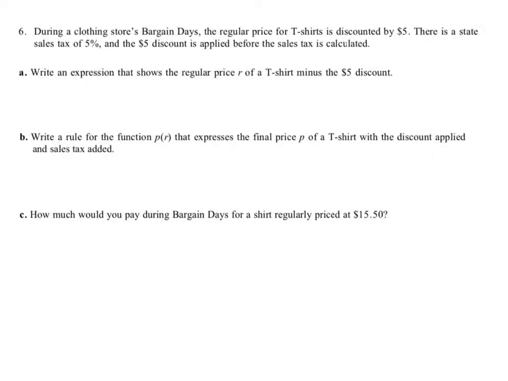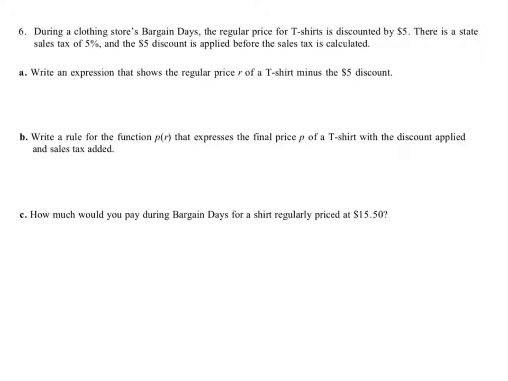Right, during a clothing store's bargain days, sale day, the regular price for a t-shirt is discounted by $5. So if we know the price of the t-shirt, we can do that minus 5 for the price of the t-shirt after the sale. There's a sales tax of 5%, and the 5% discount is applied before the sales tax. Okay, so we've got to subtract that 5 before we multiply by whatever the sales tax is.